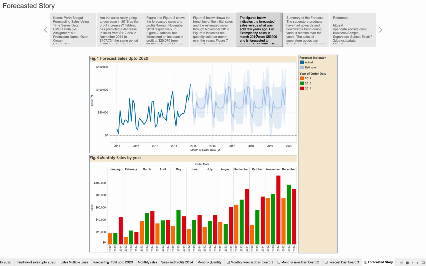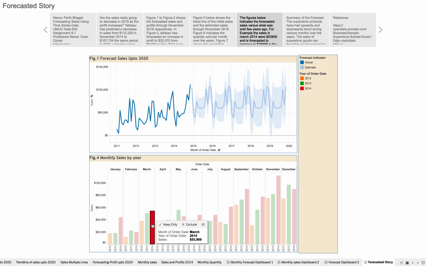Okay, so these two graphs are basically showing the forecasted sales versus what was sold a few years ago. So for example, let's pick something in March of 14 here. During March of 14, we made sales of 53,000. So we can see that in maybe March of 2018, the sales are likely going to be 75,000. So it's going to be a huge increase. Not huge, but like $25,000 roughly.